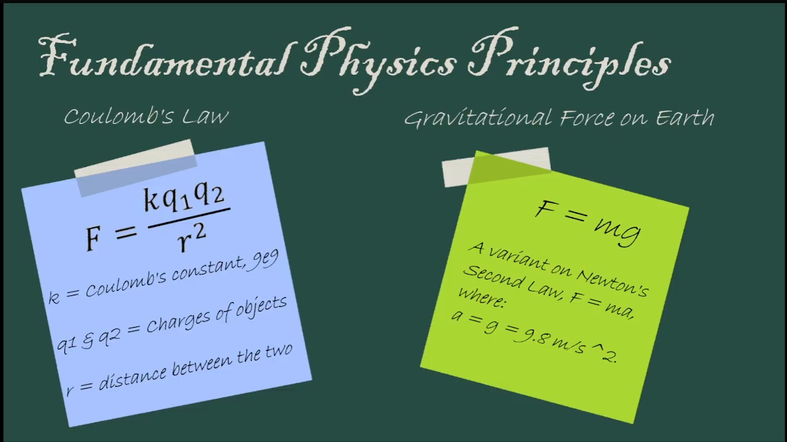Before we get into the details of the lab, we have to go over some fundamental physics principles, such as Coulomb's law and the gravitational force on Earth. Coulomb's law shows the force between two objects. K is Coulomb's constant, 9 times 10 to the ninth. Q1 and Q2 are the charges of the objects, and R is the distance between the two. The gravitational force on Earth is a variant on Newton's second law, F equals ma, where a is equal to g, which is equal to 9.8 meters per second squared.